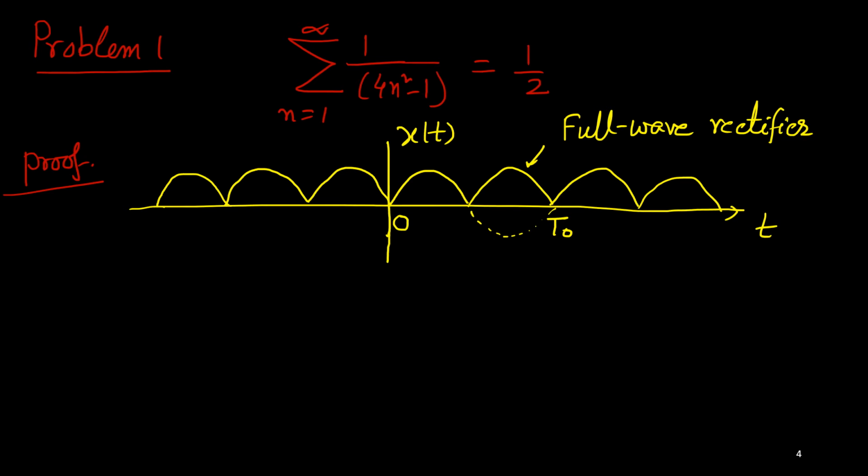And this full wave rectifier will have this x(t) with one average value, and the average value is, sorry, not pi upon 2, it is 2 upon pi.